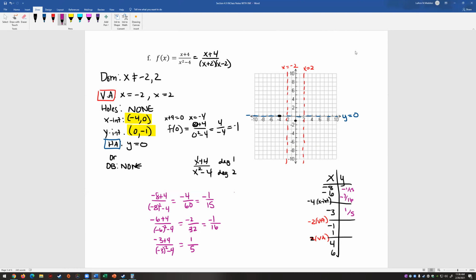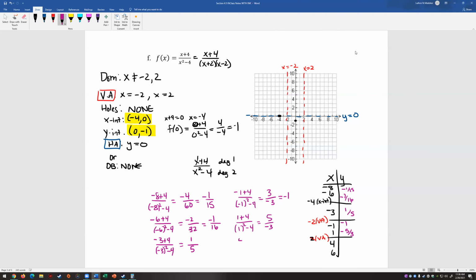And then for -1, that is 3 over 1. Okay, be careful here. This is +1, but -4 is -3. So that's going to be a -1. And then if we plug in +1, that's going to be a 5 over -3, so -5/3.